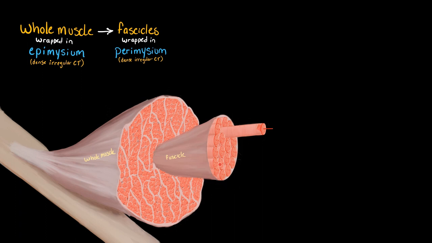The fascicles are full of their own individual bundles, and those bundles are the muscle fibers, which are actually muscle cells. You also might hear them called myocytes because myo means muscle, cyte means cell. And they are wrapped in a layer of connective tissue called the endomysium, which is irregular connective tissue, so it's a loose connective tissue, whereas the other ones are dense.